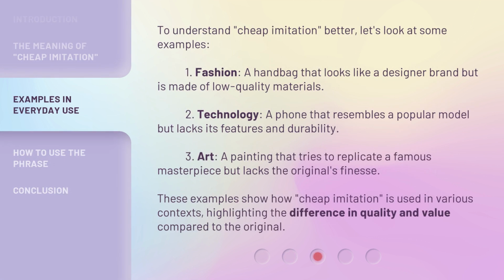To understand cheap imitation better, let's look at some examples. 1. Fashion. A handbag that looks like a designer brand but is made of low-quality materials. 2. Technology. A phone that resembles a popular model but lacks its features and durability. 3. Art. A painting that tries to replicate a famous masterpiece but lacks the original's finesse. These examples show how cheap imitation is used in various contexts, highlighting the difference in quality and value compared to the original.